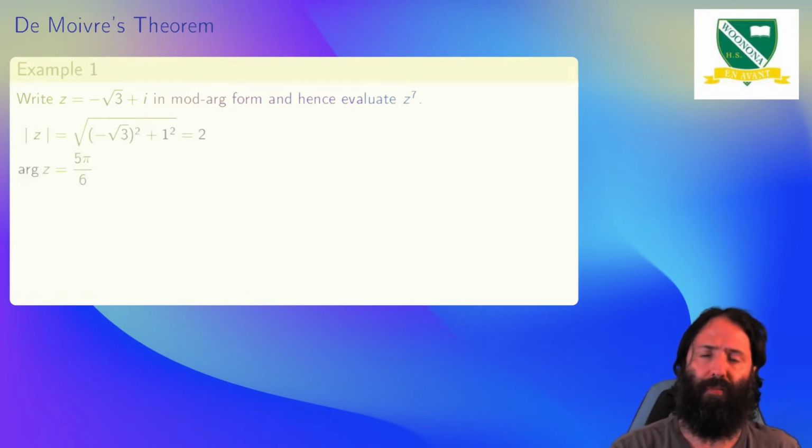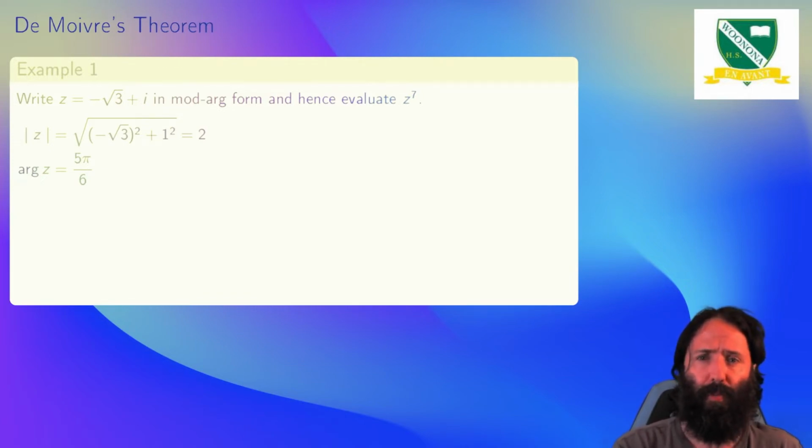So hopefully you remember how to find the modulus and the argument. Here the modulus of z is just the square root of negative root 3 all squared plus 1 squared. You just square the real and imaginary part and then take the square root. It's basically Pythagoras. And the modulus here is 2.